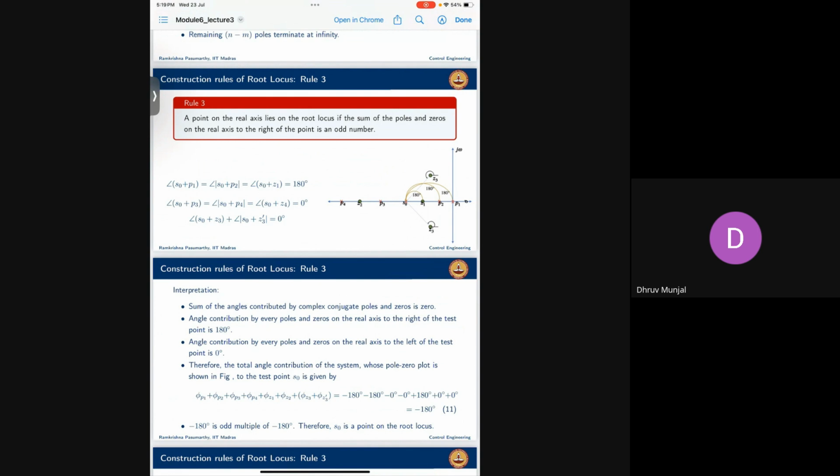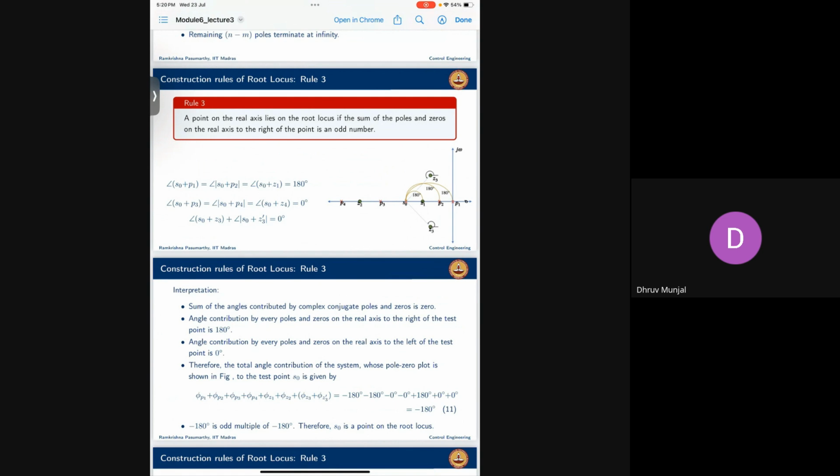P3 will be at 180 degree, or P3 will be at 0 degree, or Z1 will be at 180 degree. Both ways it is possible. Is it clear? Yes, ma'am. So the same way you can reach the same point at 0 degree or minus 180 degree also.